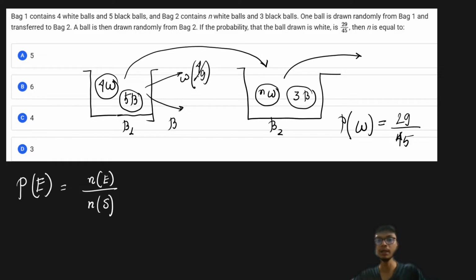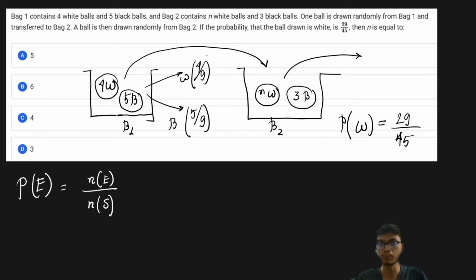So that is basically giving me the result 4 upon 9. Similarly, the probability of drawing a black ball from this bag B1 is given as 5 upon 9, right? These are the corresponding probabilities of drawing a white ball or a black ball.